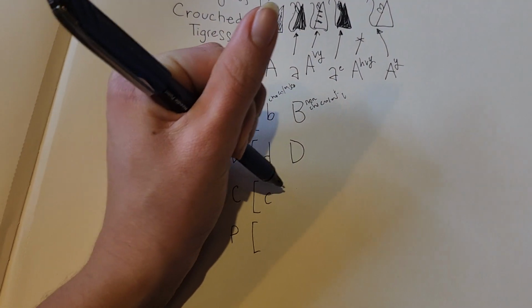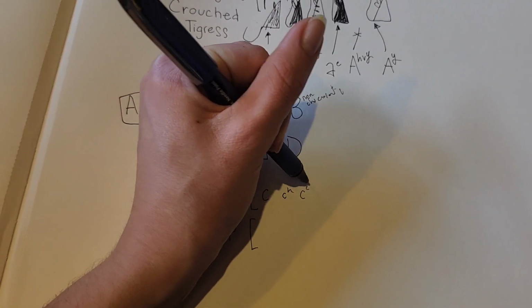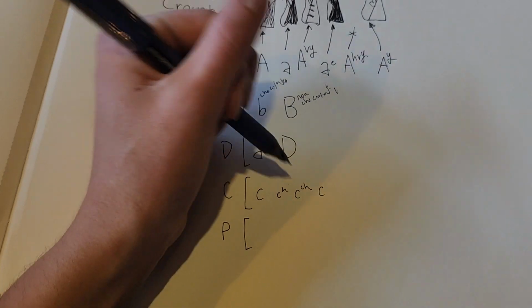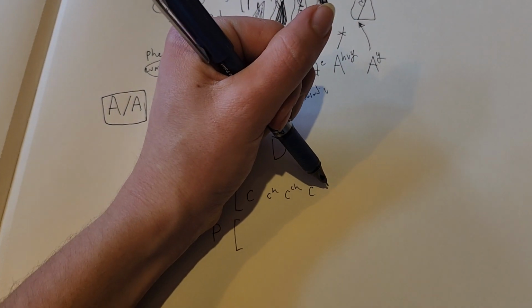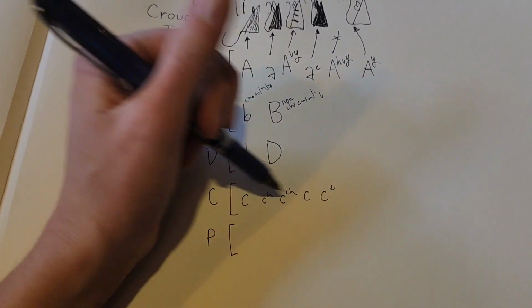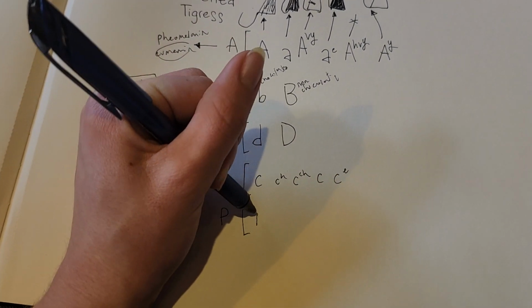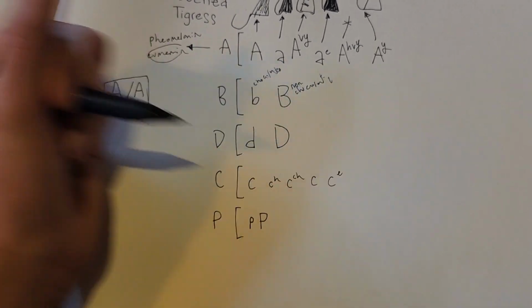And then we've got uppercase C, we've got lowercase c h, we've got c c h, we've got lowercase c, which is just albino. We've got extreme dilution. I think those are all the most important ones, the main ones that you'll see in the fancy. And then for this one, you just have lowercase p and uppercase p.